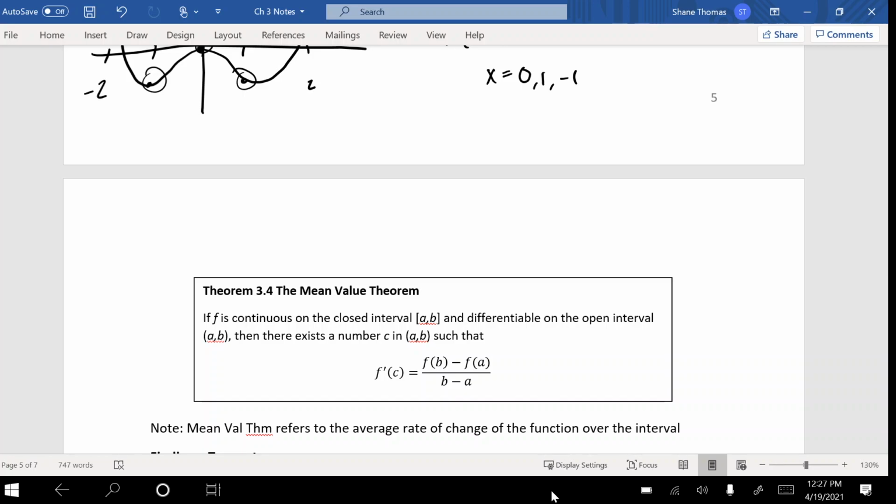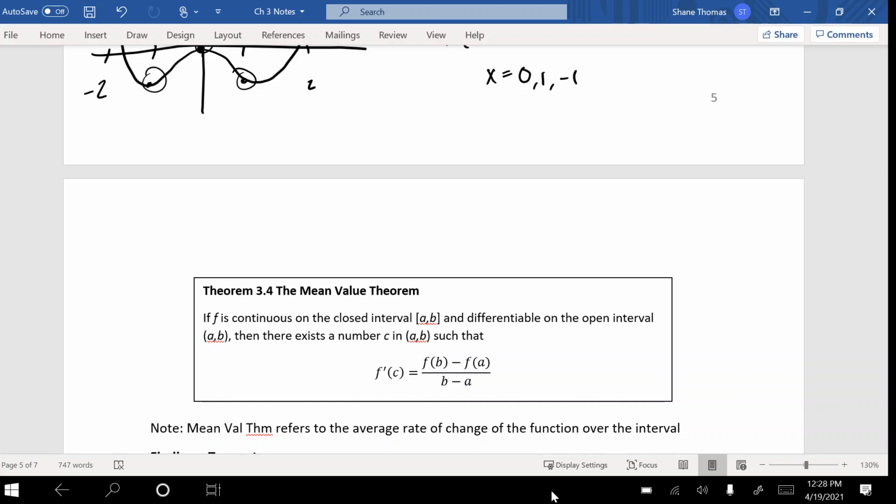Now, what does that kind of look like? A formula. Does it look like something over there on the far side of the board? Looks kind of like a slope formula, doesn't it? Because f of b is y2 if b is 2. You know what I mean? All right, so it's basically a slope formula.